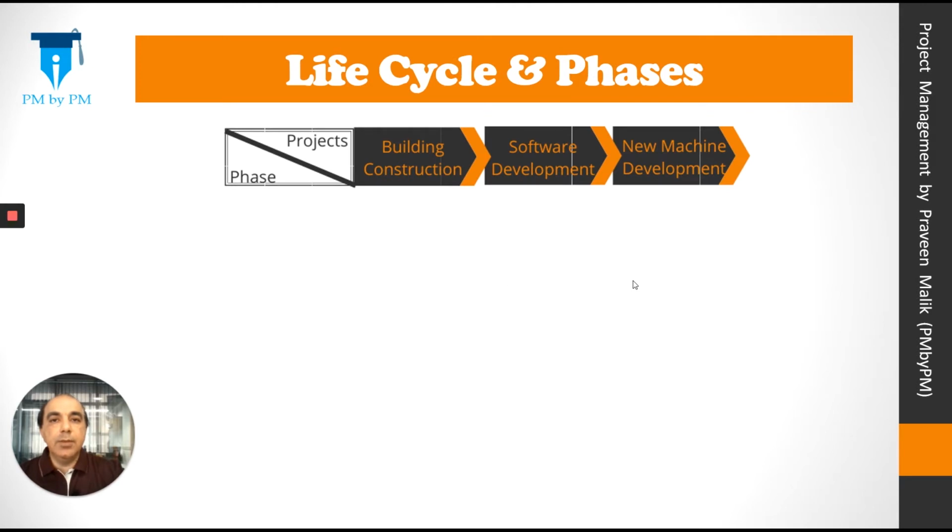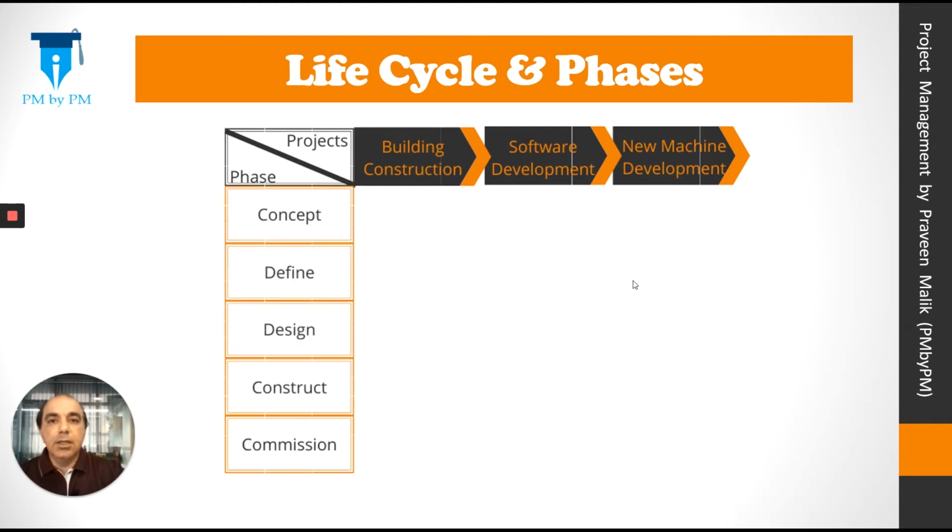So let's take an example of life cycle and phases. Let's consider 3 types of projects: a building construction project, a software development project, and a new machine development project. So what kind of phases will be there in these projects? The phases could be concept, define, design, construct, and commission. Now these are the generic names, but let's look at some specific names.